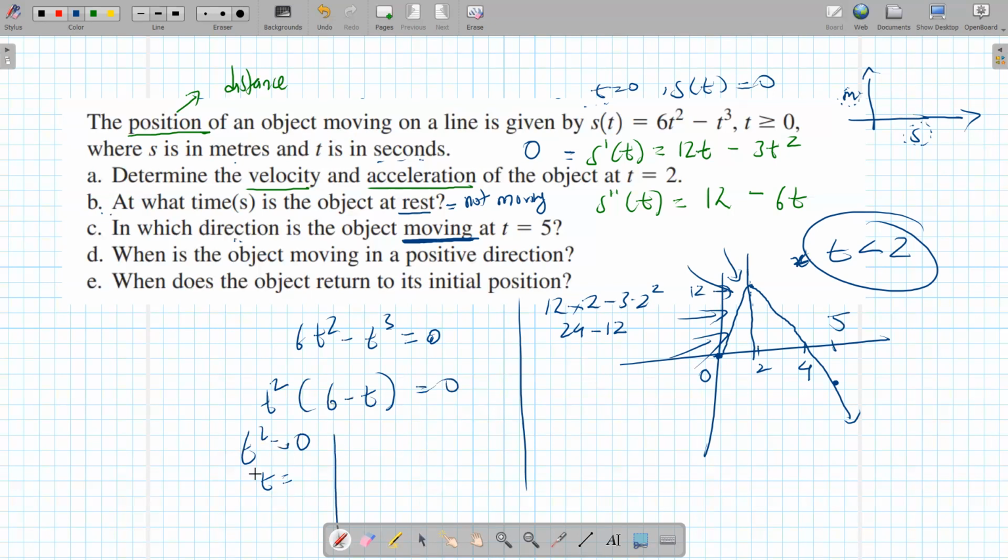Square root both sides. What's the square root of 0? Just 0. What about the other one? 6 minus t is 0. What's t? Is it -6? No. So just move the t to the right. Add t on both sides.